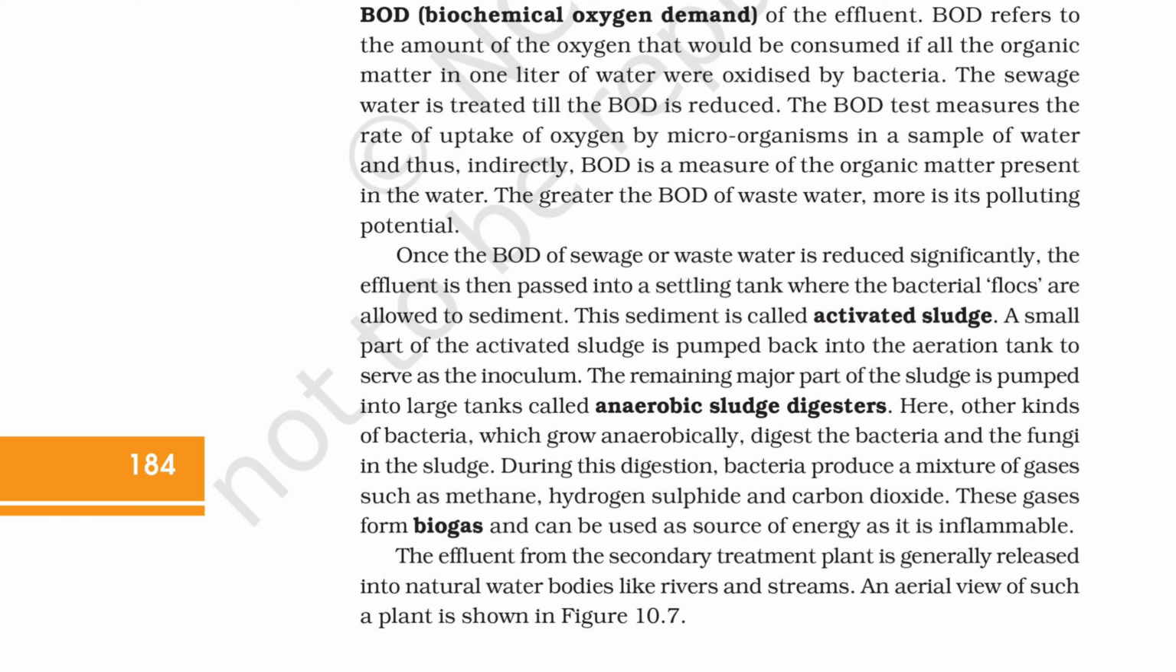The remaining major part of the sludge is pumped into large tanks called anaerobic sludge digesters. Here, other kinds of bacteria, which grow anaerobically, digest the bacteria and the fungi in the sludge. During this digestion, bacteria produce a mixture of gases such as methane, hydrogen sulfide and carbon dioxide. These gases form biogas and can be used as a source of energy as it is inflammable.